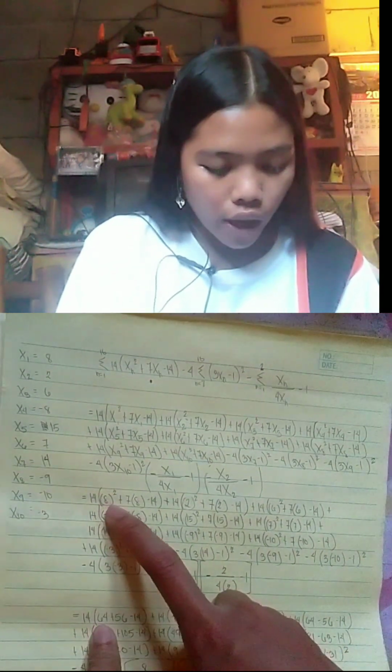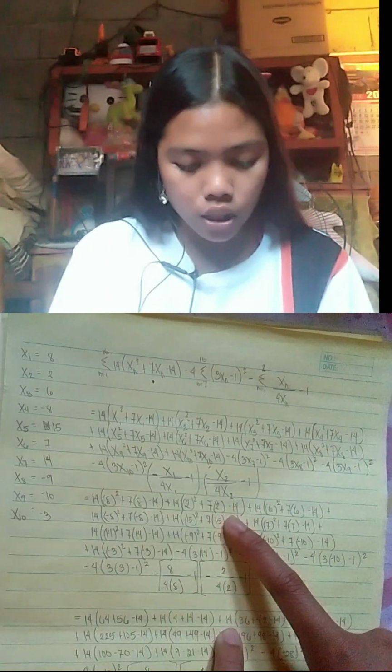The square of 8 is equal to 64. 7 times 8 is equal to 56, minus 14 plus 14. The square of 2 is equal to 4. 7 times 2 is 14, minus 14 plus 14.